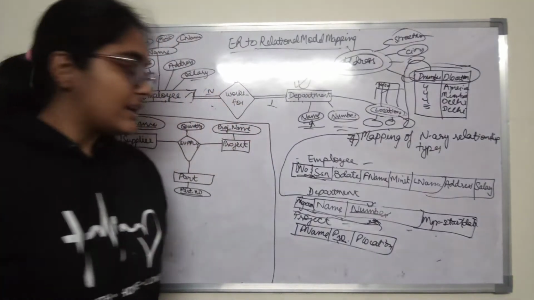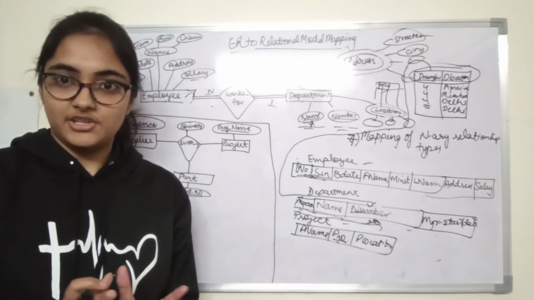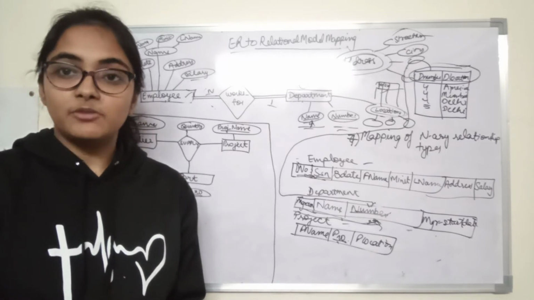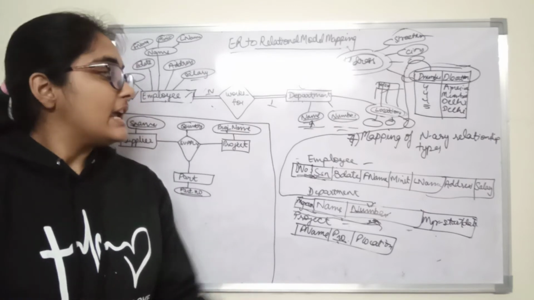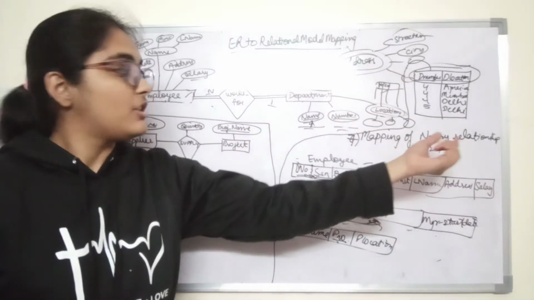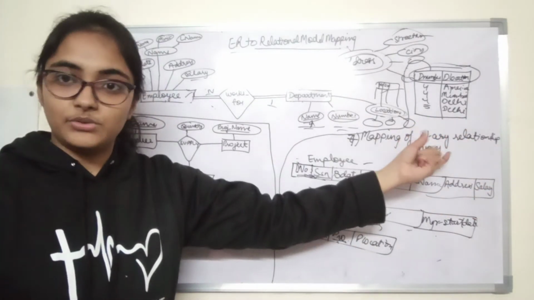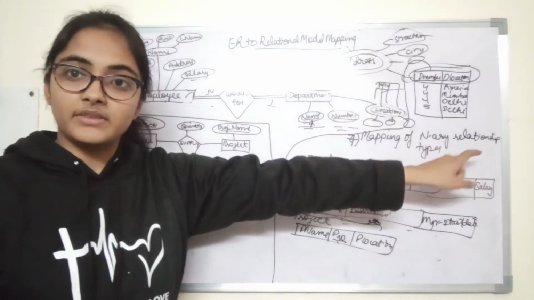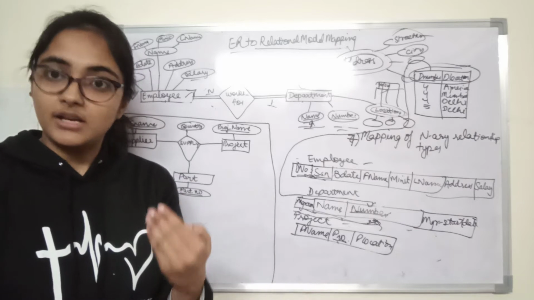In all the previous steps, we talked about binary relationship types. So what is a binary relationship type? A relationship type in which there are two participating entity types. In the case of an N-ary relationship type, n is greater than 2, that is, it is not a binary relationship type, which means there are more than 2 participating entity types in that particular relationship.